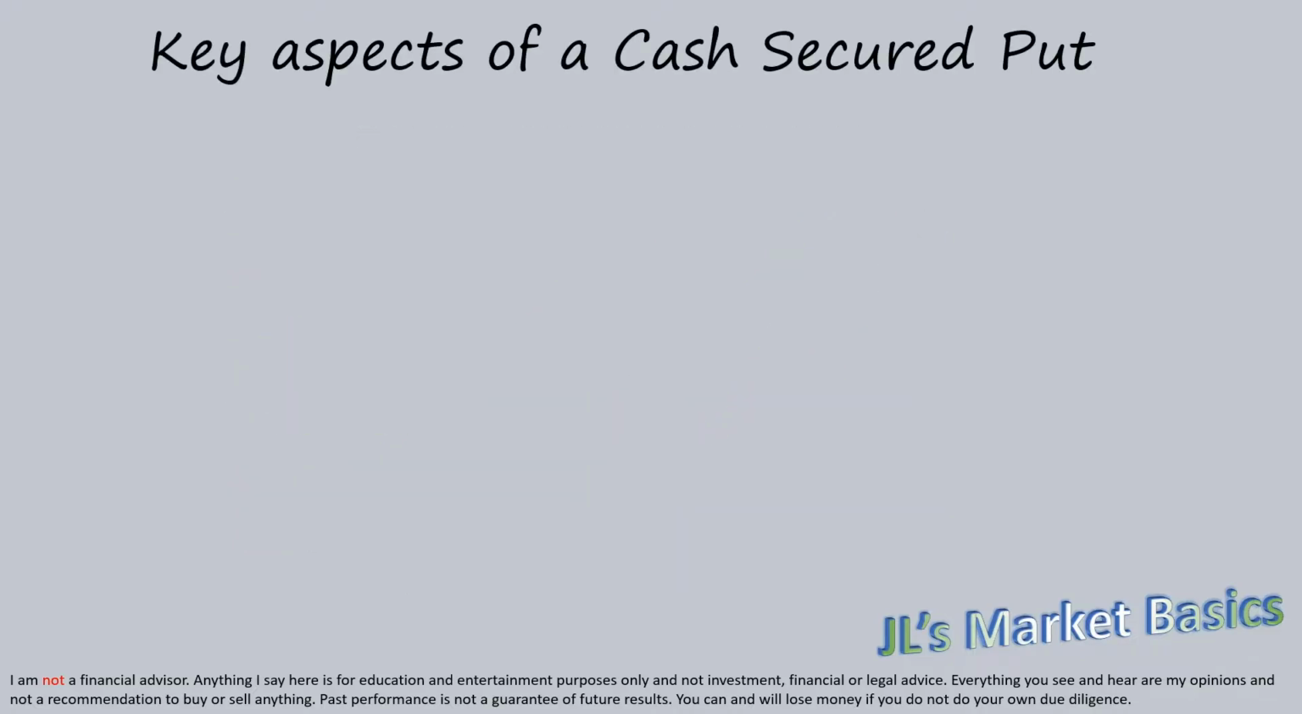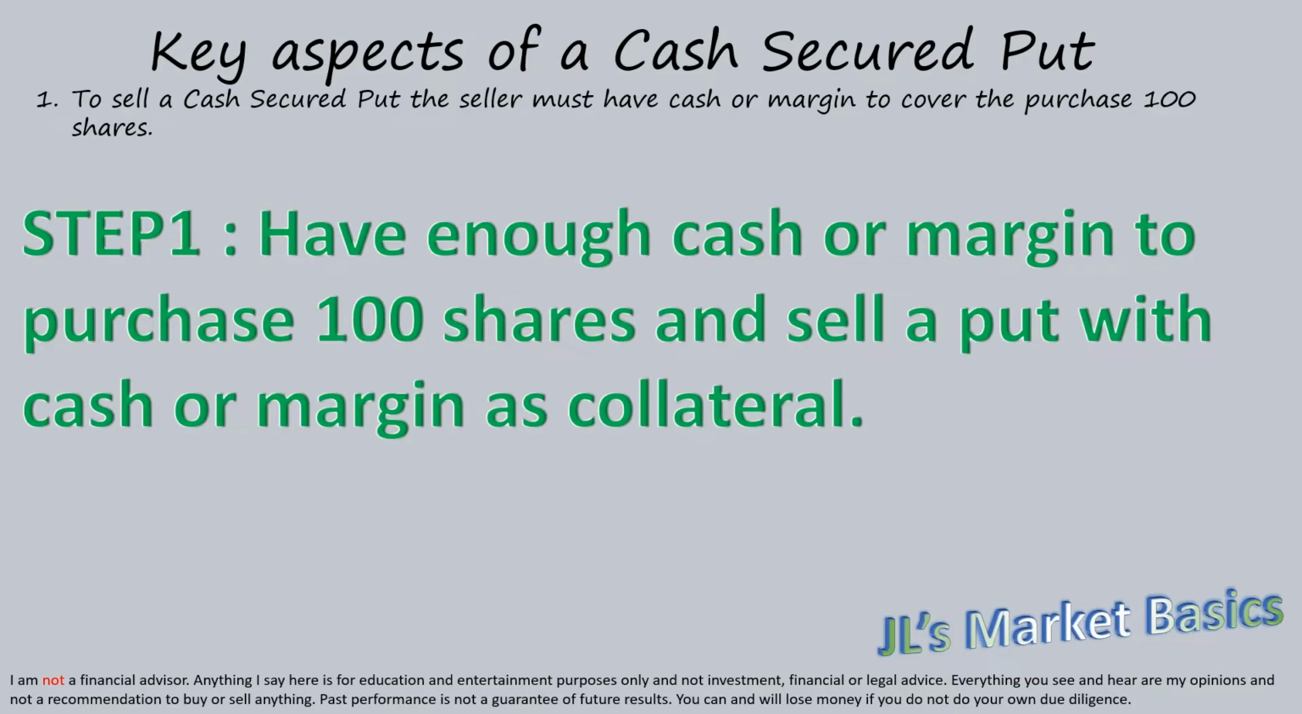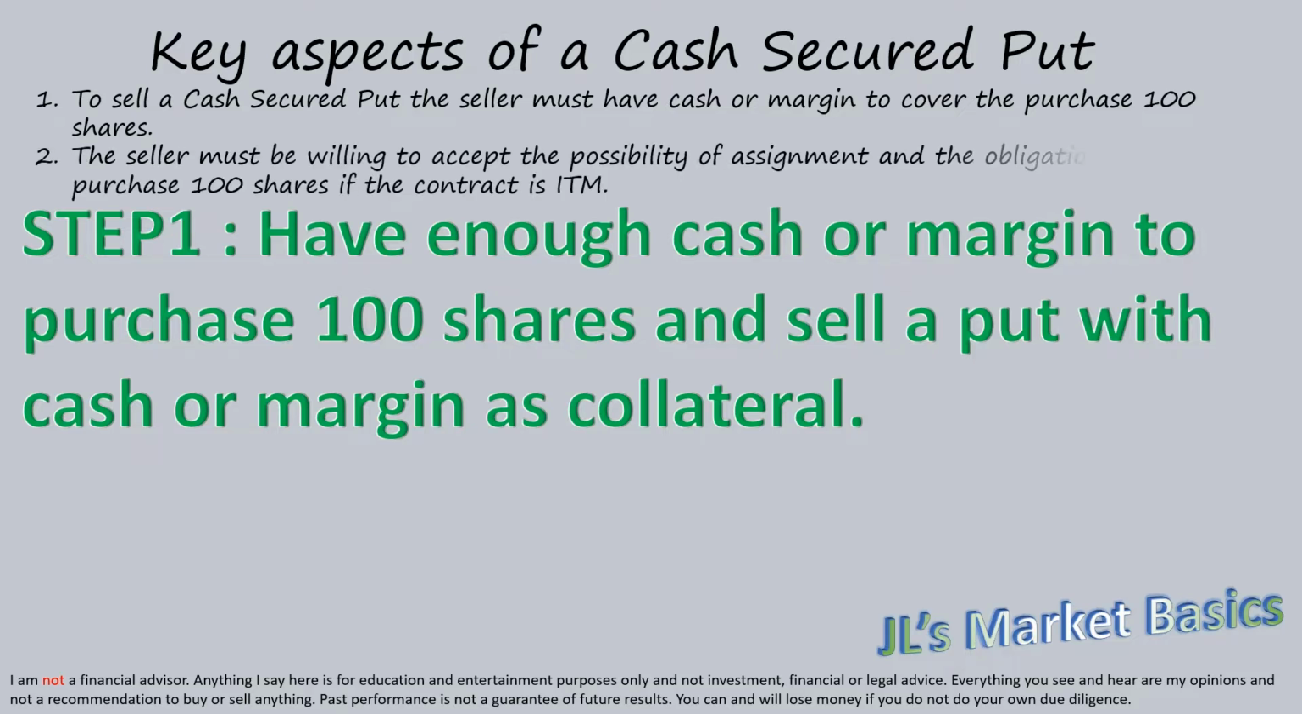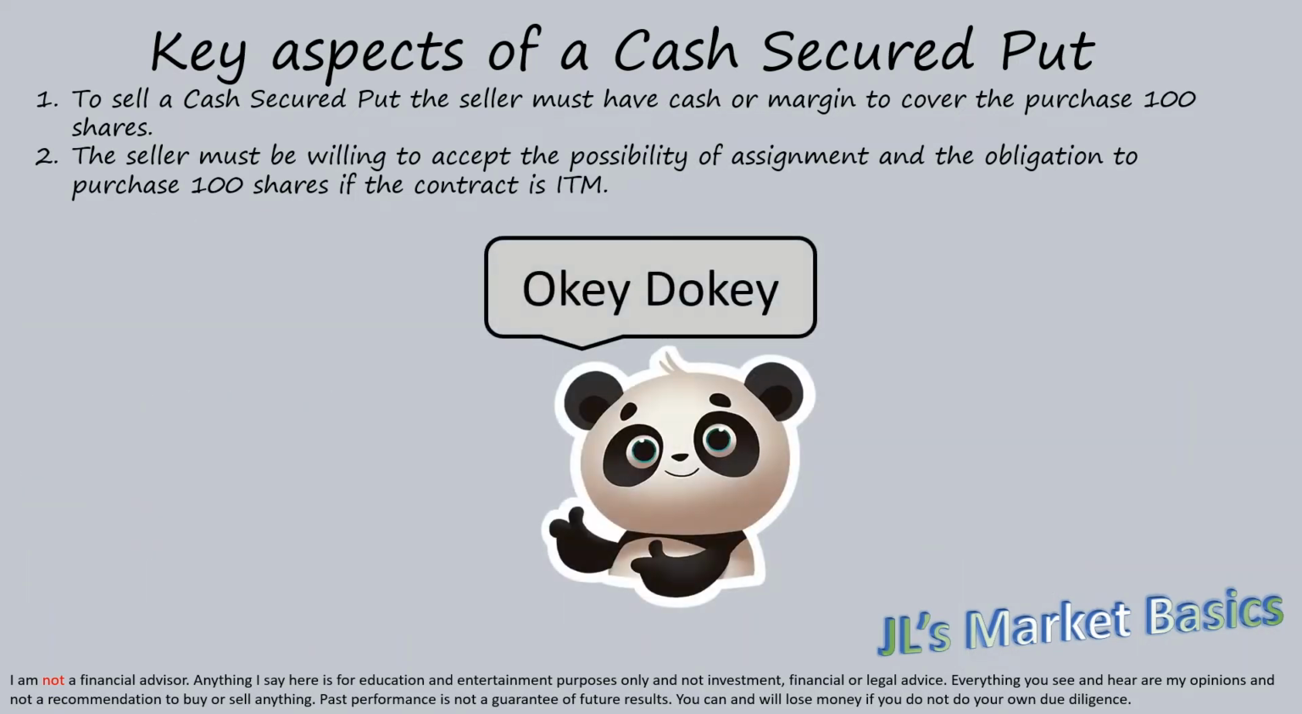There are two key aspects to consider when writing a cash secured put. For the first one, the seller must have cash or margin to cover the purchase of 100 shares. And for the second one, the seller must be willing to accept the possibility of assignment and the obligation to purchase 100 shares if the contract is in the money.